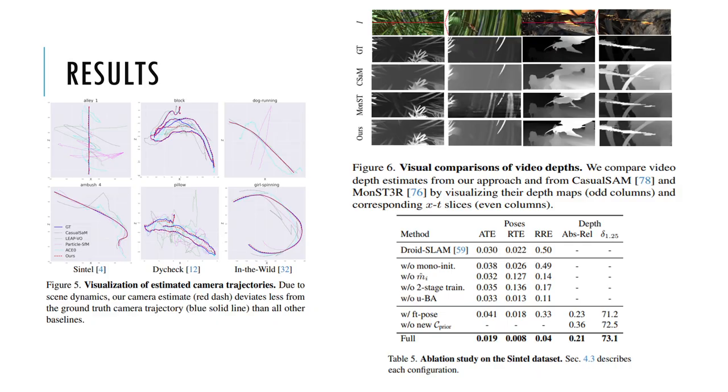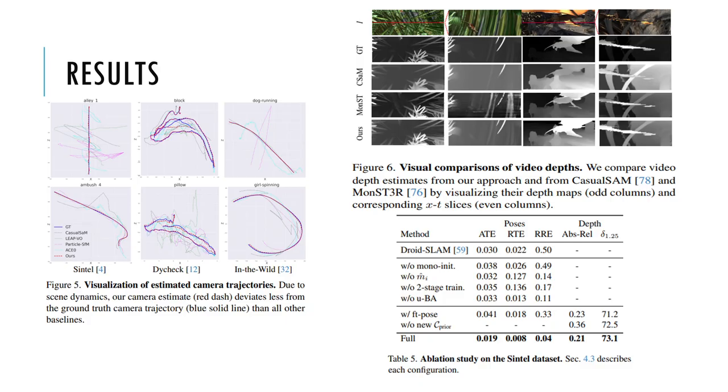Now these are the results. Here the scenes are dynamic and these are the estimated camera trajectories. Here the red dash indicates our camera estimate, which deviates less from the ground truth camera trajectory, which is the blue solid line, than all other baselines. Here on top left, alley 1, middle, block and dog running, ambush 4, pillow and grill spinning.